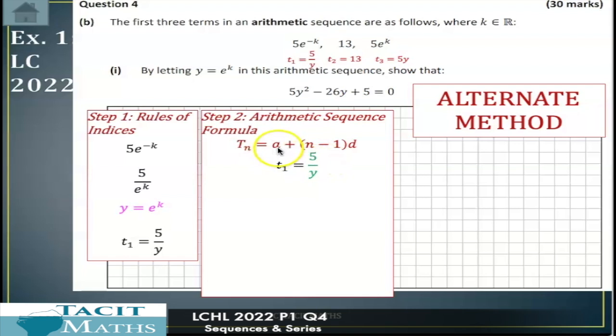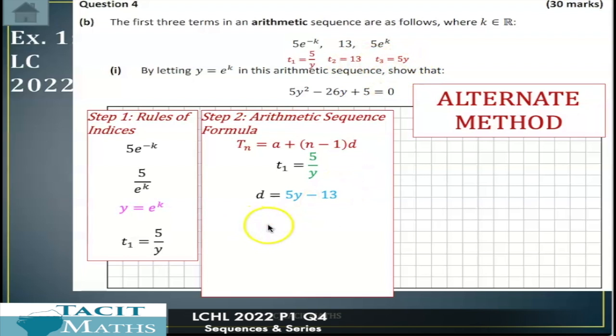Well, a is your first term, that's 5 over y. d is your common difference. So d in this case would be the third term minus the second term. Now you could pick the second term minus the first term as well, but the common difference in this case is the difference between the two terms.